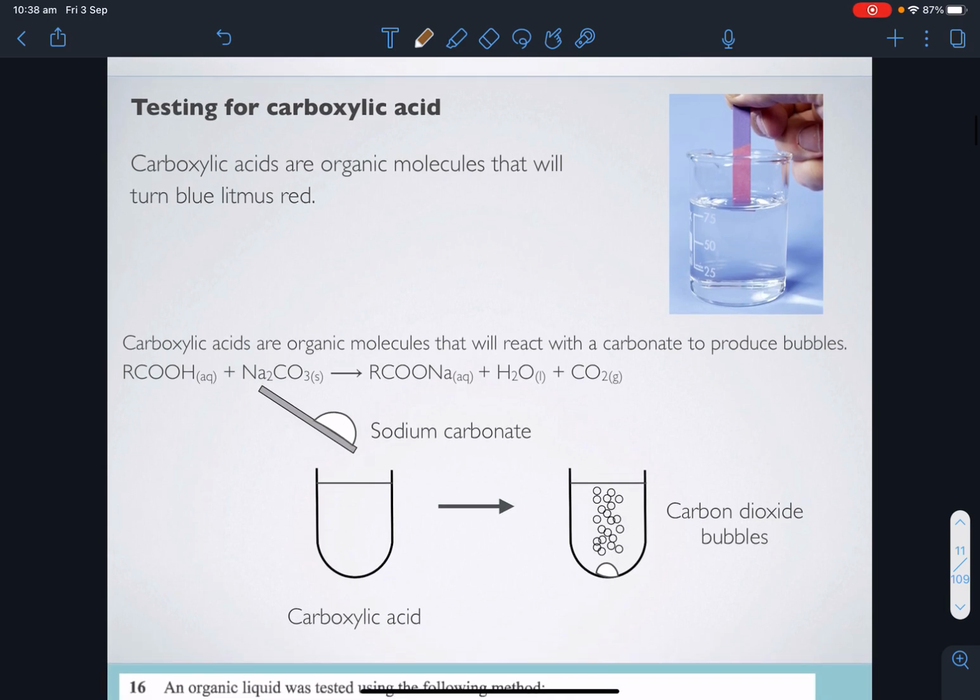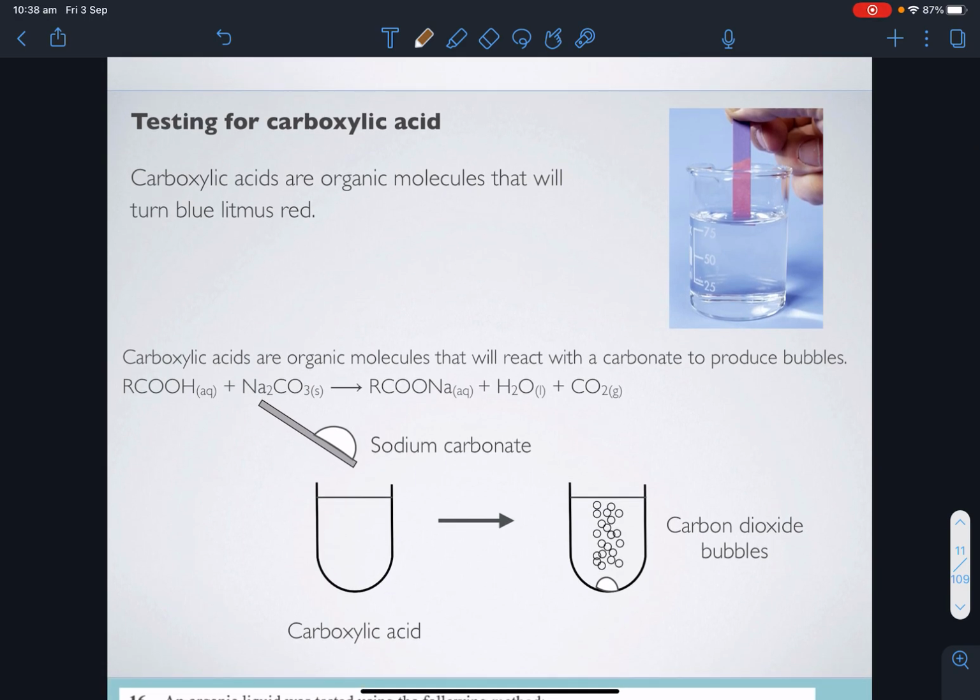Alright, I think it's the last bit here. We need to test for a carboxylic acid. So remember, if you've got organics and you want to test for a carboxylic acid, the best thing to do is test whether it's an acid. The best way is blue litmus paper: does it turn red? You can also use a universal indicator if you want to.